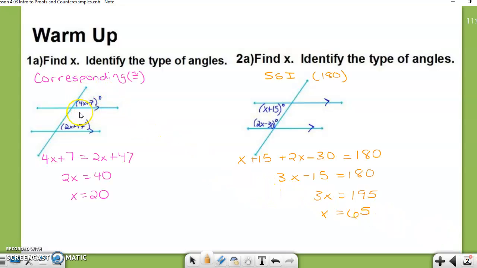You should have had that these are corresponding angles. They are in the same position on the different intersections. They're both on the top right. They are congruent. So I set them equal to each other and solve for x.